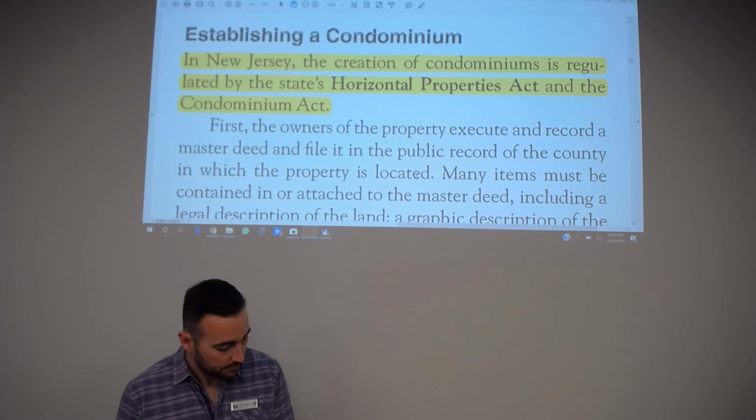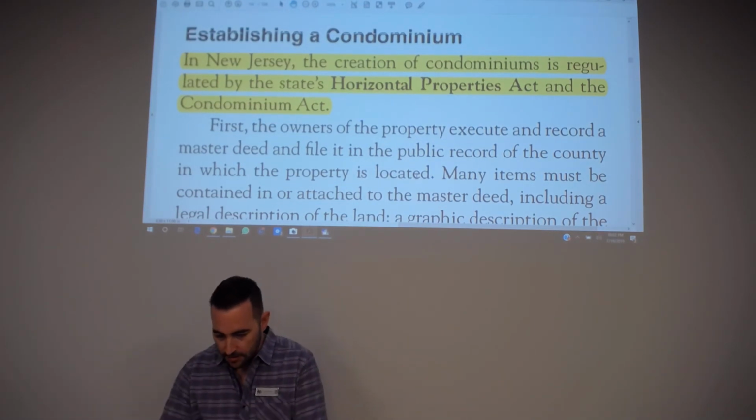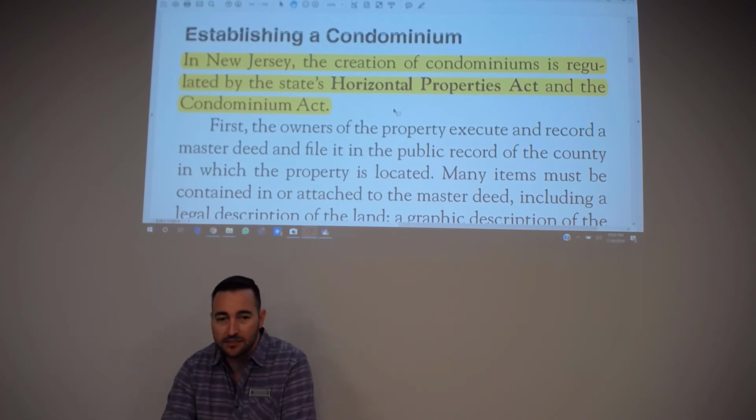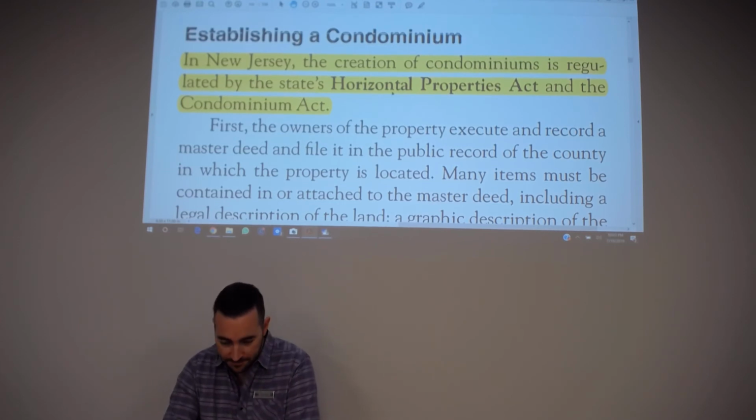Establishing a condominium. Where it says establishing a condominium, I want you to highlight that in New Jersey, the creation of condos is regulated by the state's Horizontal Properties Act and the Condominium Act. In New Jersey, for you to create a condo, it's regulated by the state's Horizontal Properties Act and the Condo Act. And that's all you need to know here.